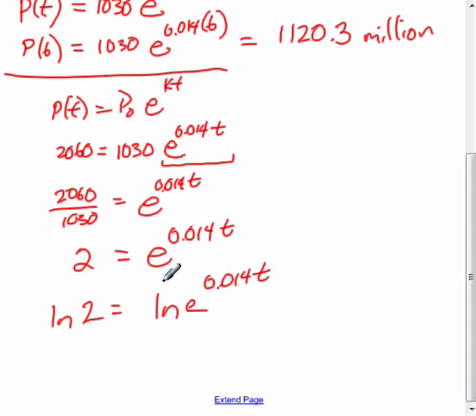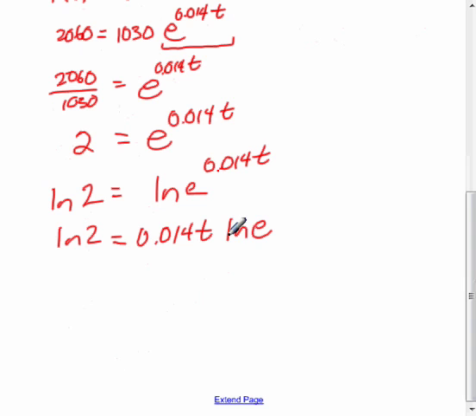Okay, using the power rule, I'll bring that out front. So I'll get 0.014t times the ln of e is equal to the ln of 2. Ln of e we know is just 1. So I really have 0.014t is equal to the ln of 2.